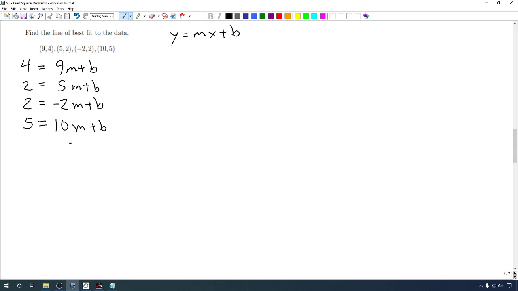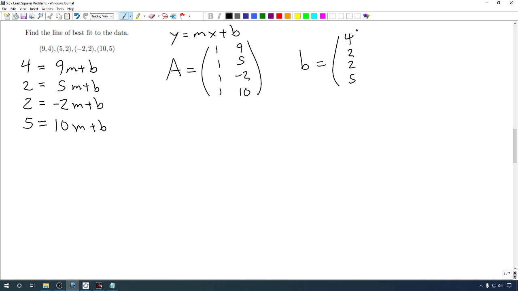This is now a system of equations, but our variables are m and b instead of x and y. I'm going to treat b as our first variable just because it has the smaller coefficients. That's pretty standard to do in these cases, and we'll be doing that in the second part to this problem. What I have here is a matrix A, which has the coefficients of b and the coefficients of m. We have our b, which is our constants. These are the y values that we had before: 4, 2, 2, 5.